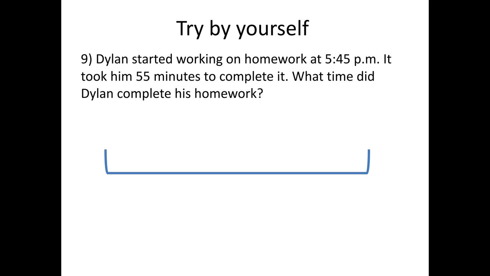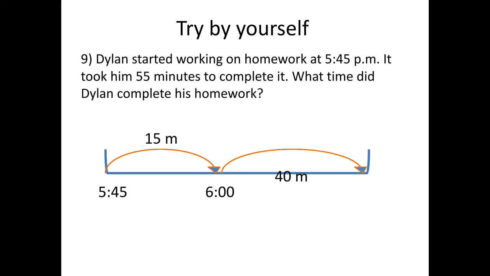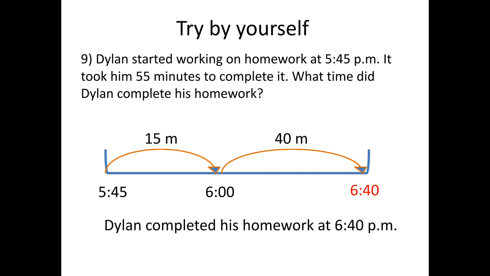Here is the number line, the start time. I will make the first jump to the closest next hour, which is 6. Calculate the minutes. I moved 15 minutes. How many minutes are left over? All of them are 55. I took 15. Subtract. It will give you 40 minutes. So 6 o'clock and 40 minutes. It will give me 6:40. So Dylan completed his homework at 6:40 p.m.